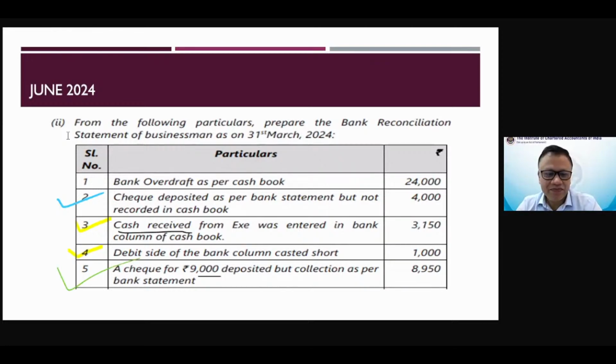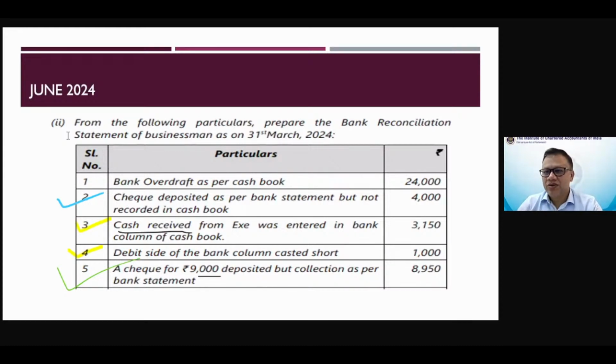Then here, the green one is about a cheque deposit. Can you tell me how much is the cheque deposited but not credited? The cheque was deposited for 9,000, but only 8,950 rupees was collected, I think, and 50 rupees was maybe discounted or something. I don't know about that. No, it's correct. It's not discounted. That's the difference. It has to be credited.